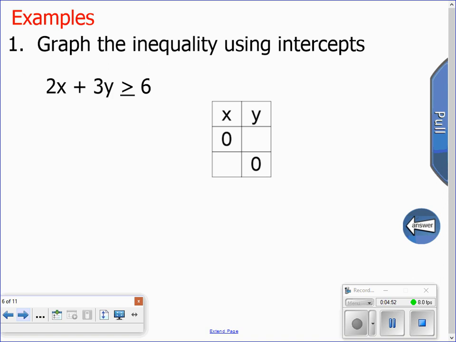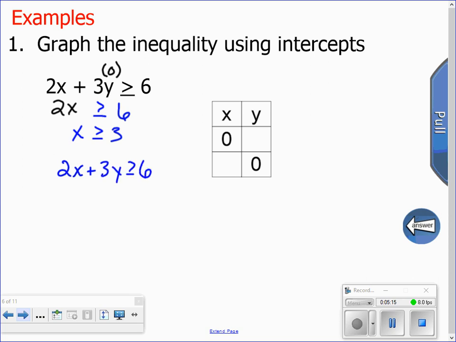So to find the x-intercept, that's where we make y 0. So it's 2x plus 3y, and we plugged in a 0 for y, so that's gone. 2x is greater than or equal to 6, so x is greater than or equal to 3. We also have 2x plus 3y equals 6. We can find the y-intercept, so we can make x 0. So this would give us 3y is greater than or equal to 6, or y is greater than or equal to 2. So we have an x-intercept of (3, 0), and a y-intercept of (0, 2).